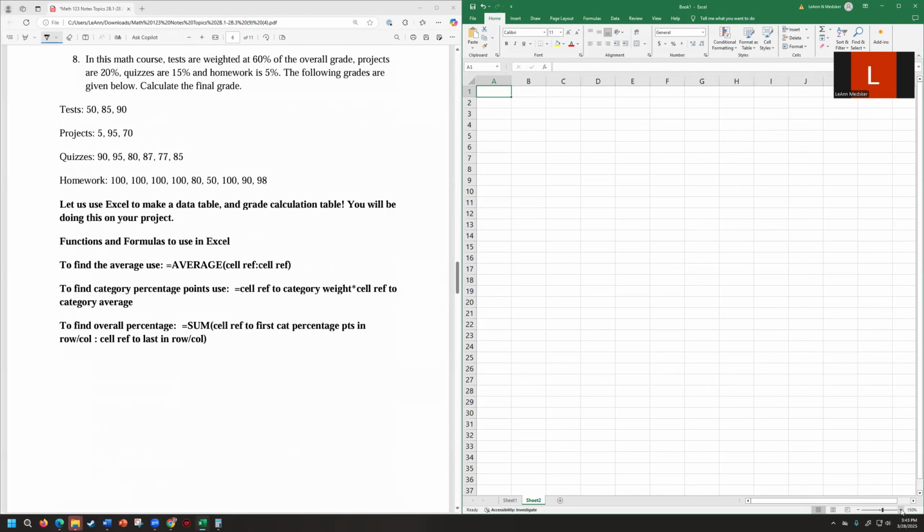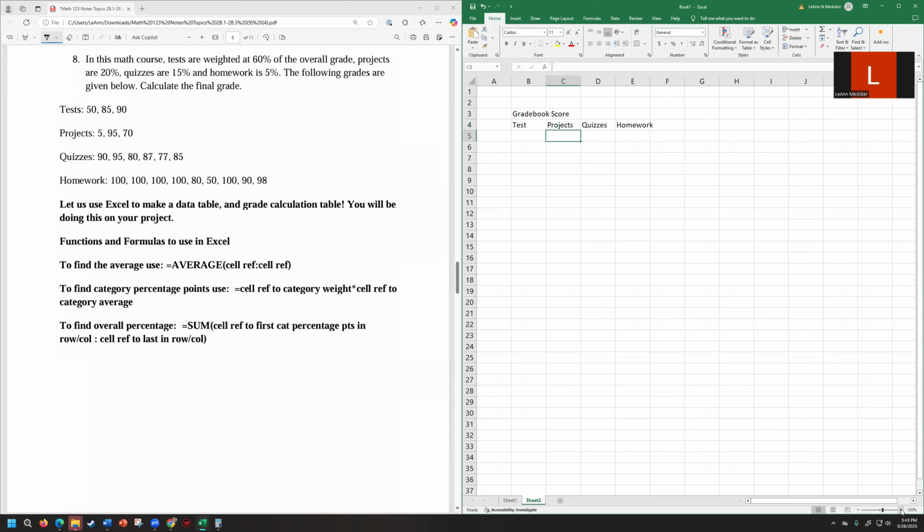Okay, so we've got this math course where tests are weighted at 60% of the overall grade. Again, for your project, you have a template. You do not need to make this from scratch, but I'm going to make a little grade book score chart for myself, and I'm not really going to make it into a chart. I'm just going to list everything out, with things going vertically in columns. So we've got tests, projects, quizzes, and homework.